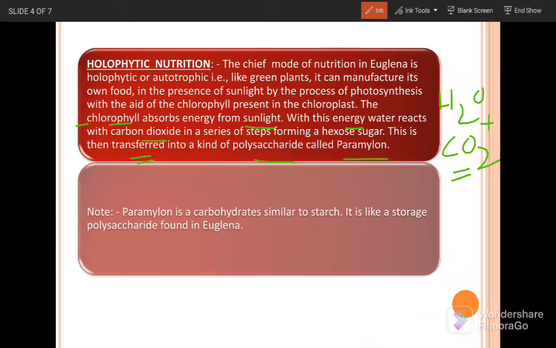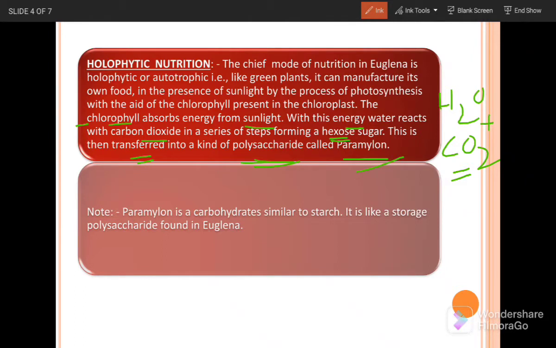This hexose sugar is then transferred into a kind of polysaccharide. The name of the polysaccharide into which the hexose will be transferred is called paramylon. Now, what is paramylon?